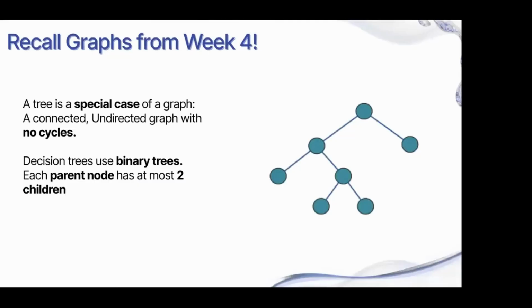Recall graphs. Who here remembers the word graphs from the previous MLF? A tree is a special case of a graph. They might not have gone over this in previous weeks, but it is a connected and undirected graph with no cycles. That definition you don't really have to care much about. You just need to intuitively know what a binary tree is. A binary tree is when a parent has at most 2 children. Is everyone clear on what a binary tree is? At most, you can only have 0, 1, or 2 children. Does that make sense? Can I proceed?